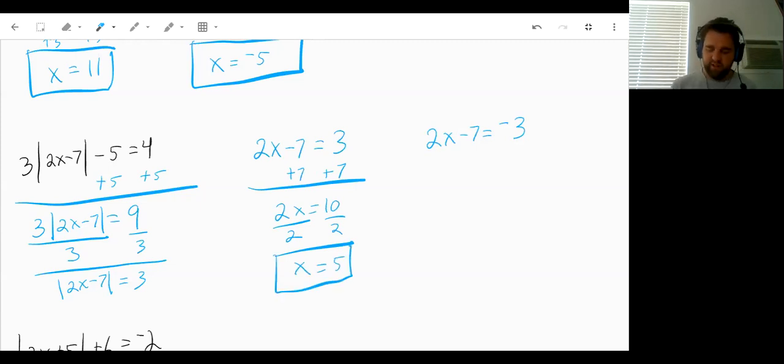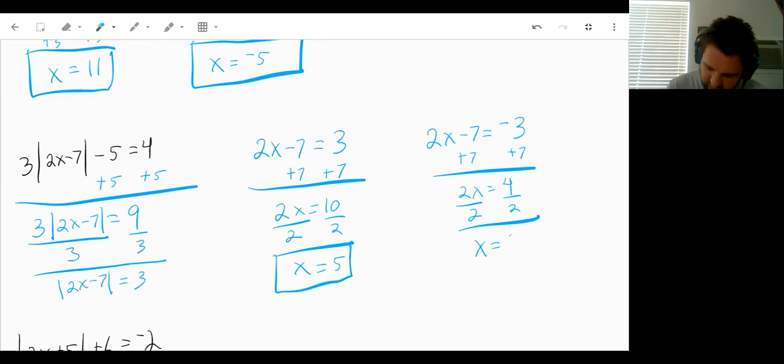So there's one of our answers. And the other, we can add 7 to both sides. 2x equals +4. Divide both sides by 2. X equals 2. And there's our other answer. In this case, both answers actually came out to be positive. But when you did the work, at some point, the absolute value would have been of a negative number, at least for the second case. Let's try another one.